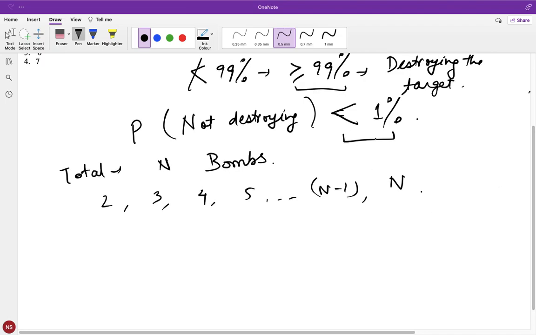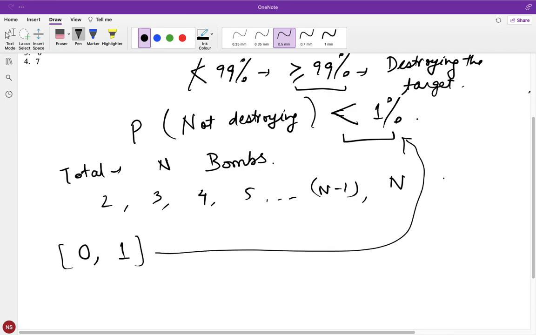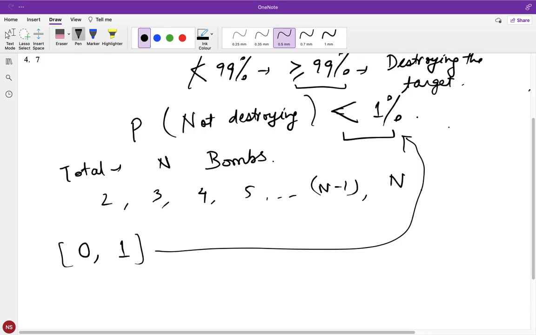But if I look at this probability, all I have to do is either 0 bombs hit the target or 1 bomb hits the target. That will give me the probability of not destroying the target, and I can compare it with this, and I can find the value of n very easily. Instead of this case where I have to compute so many probabilities, add them and then find out, here I only add 2 probabilities and I find the value of n.